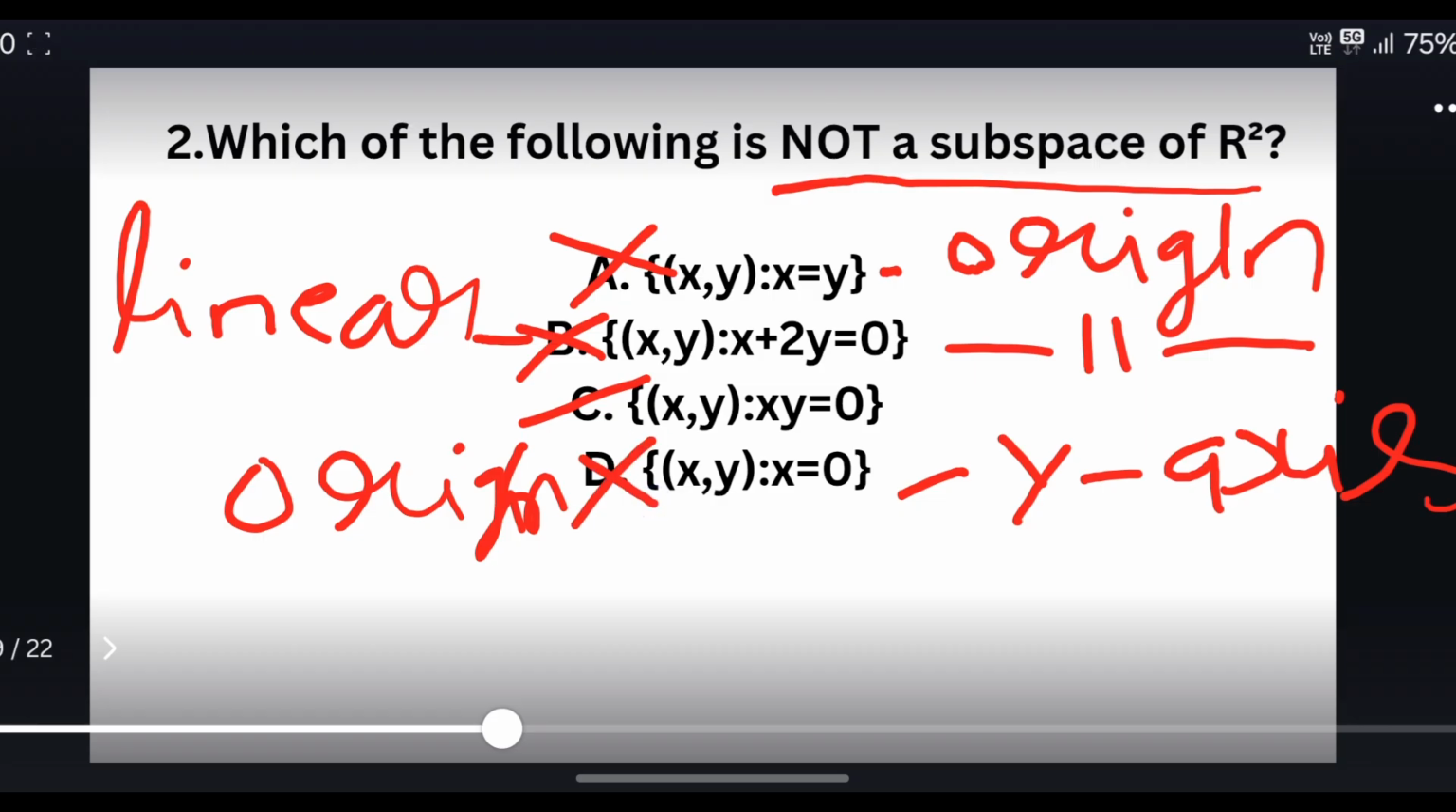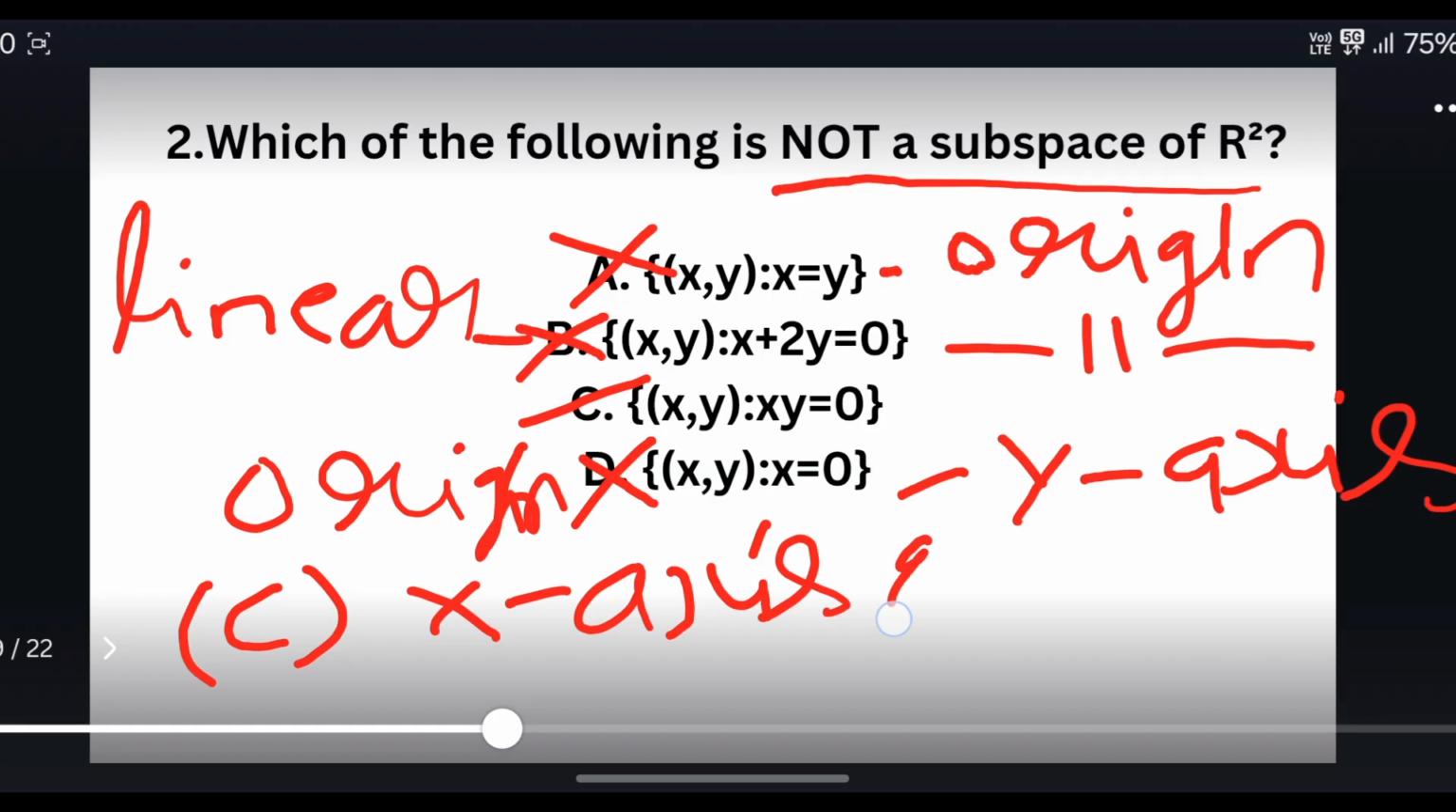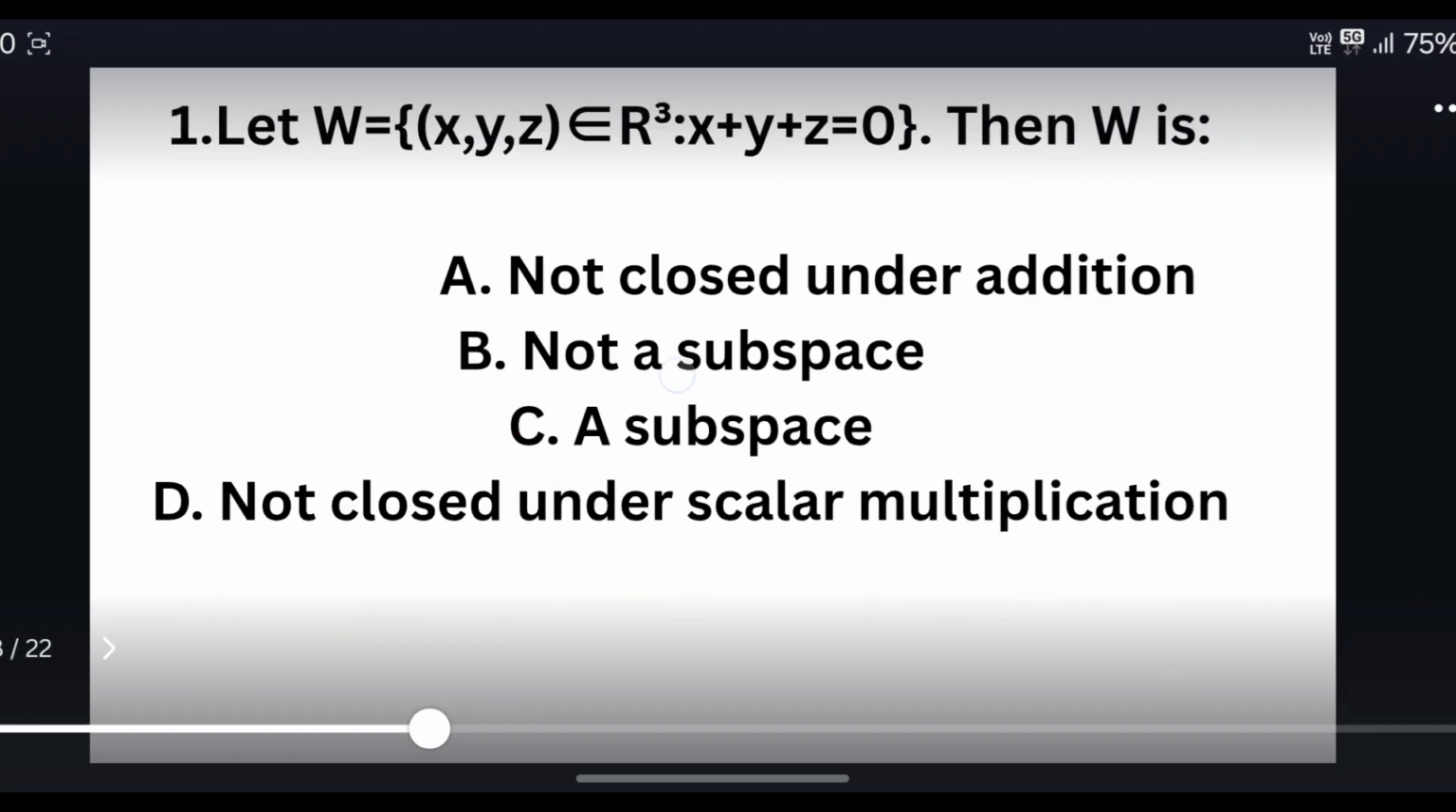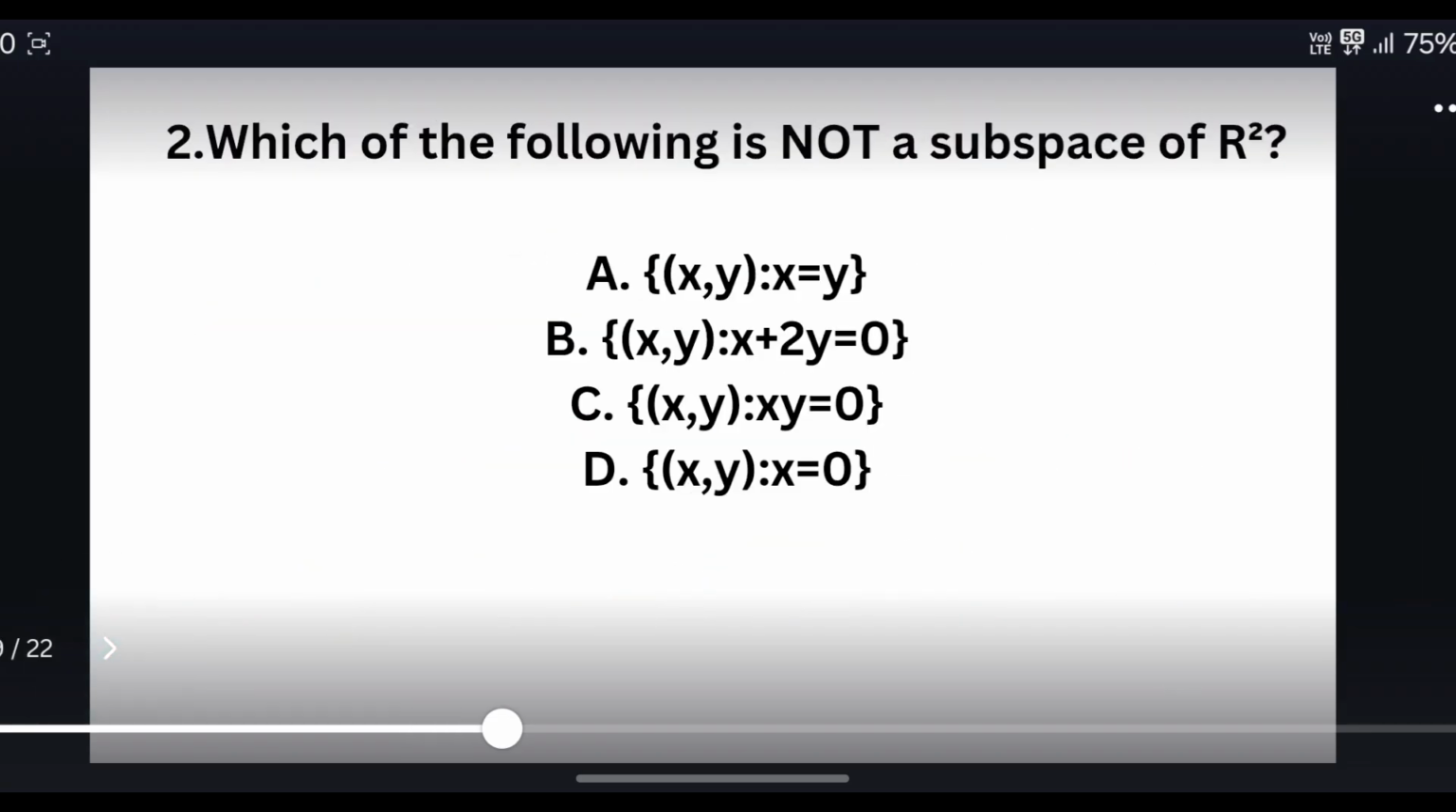Here observe: (x, y) such that x into y equal to 0 means option C is passing through the x axis and y axis both. When it passes through both axes, it does not satisfy the closure under addition. Why does it not satisfy the closure under addition?